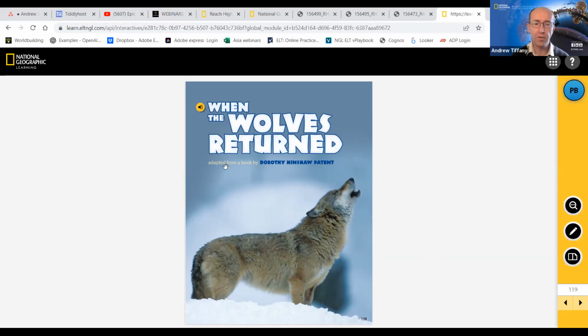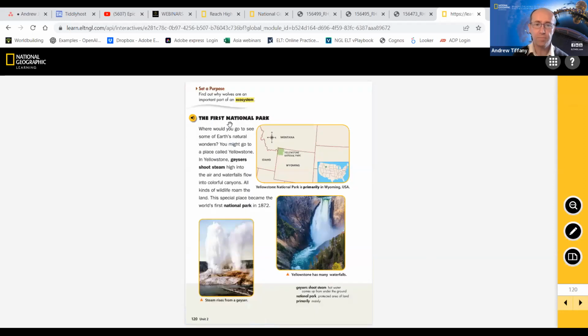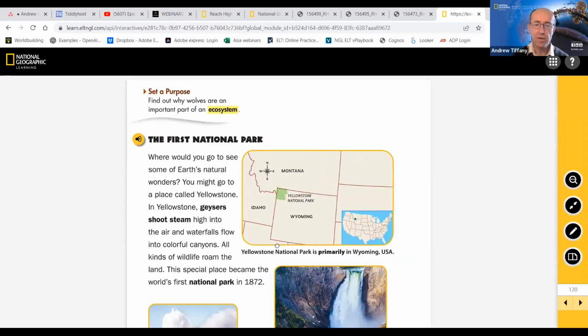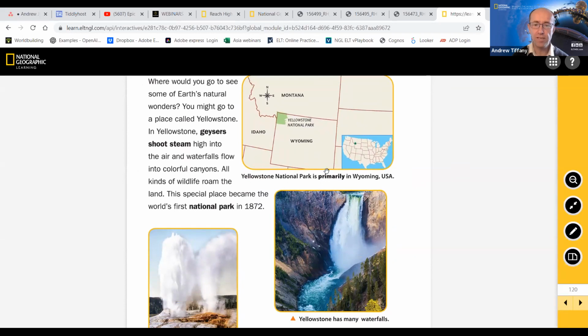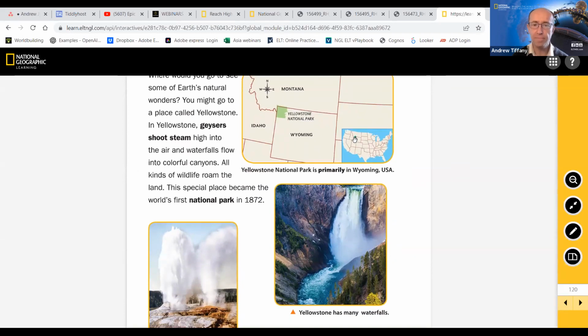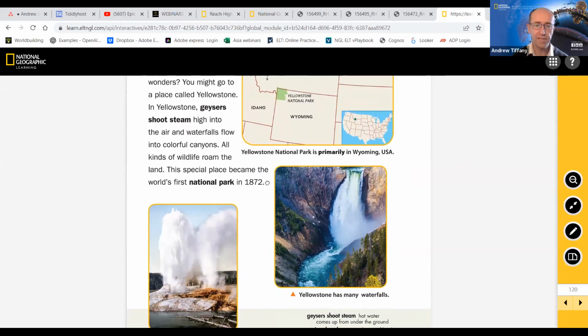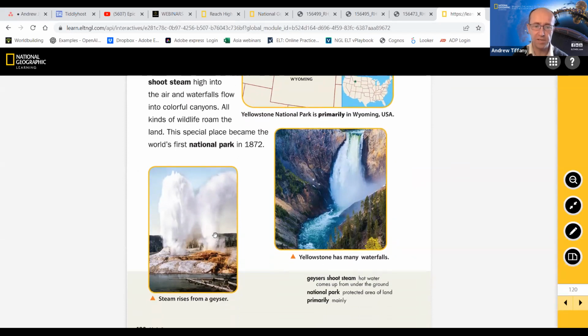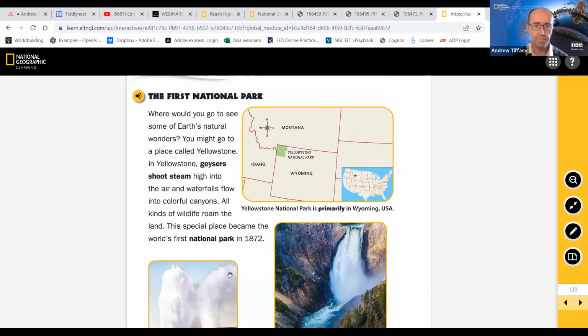Okay, When the Wolves Returned, adapted from a book by Dorothy Hinshaw Patent. Okay, here we go. Okay, so if you know Yellowstone National Park, it's here in America. Okay, it's up in the Northwest, and it has waterfalls and geysers and lots of things there, okay?